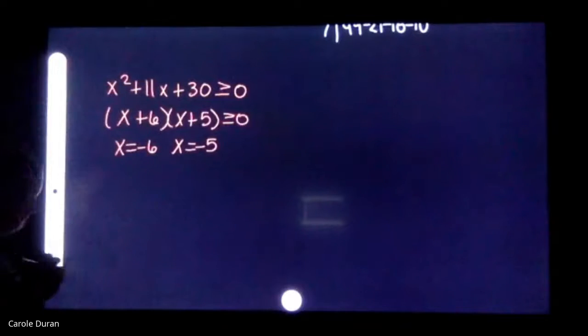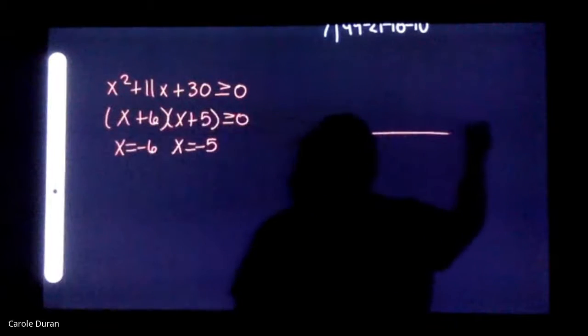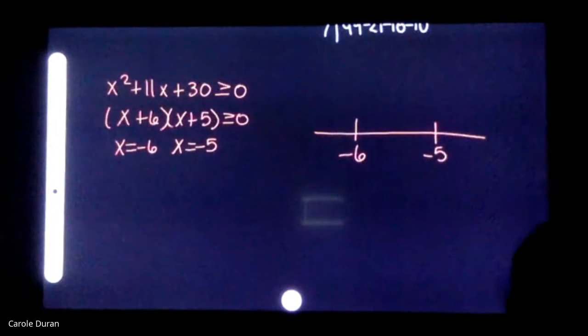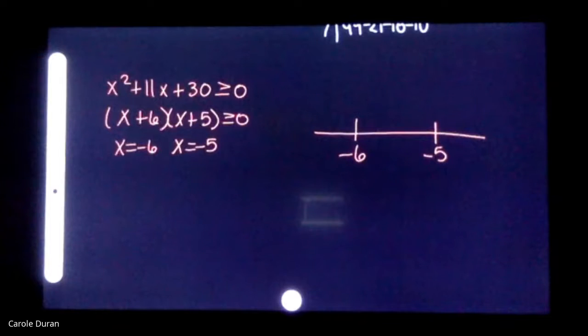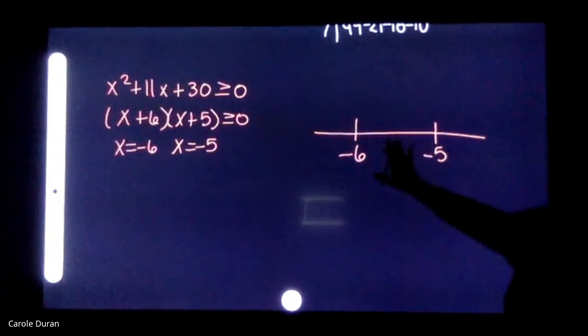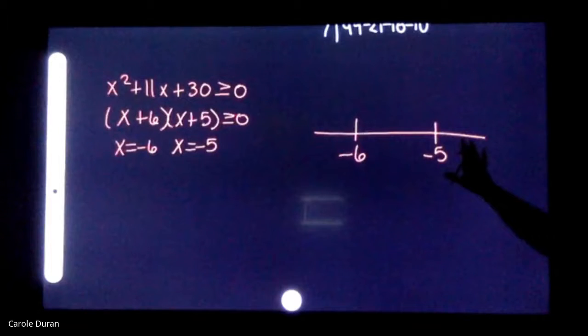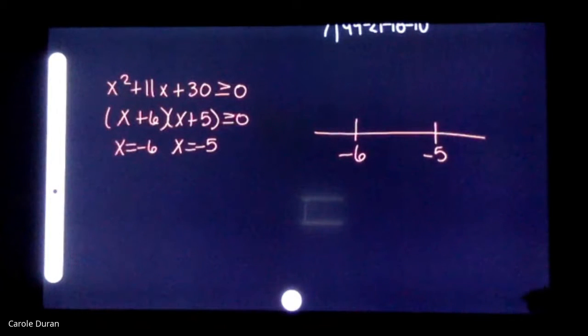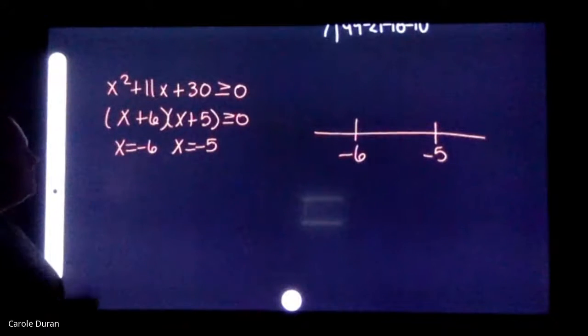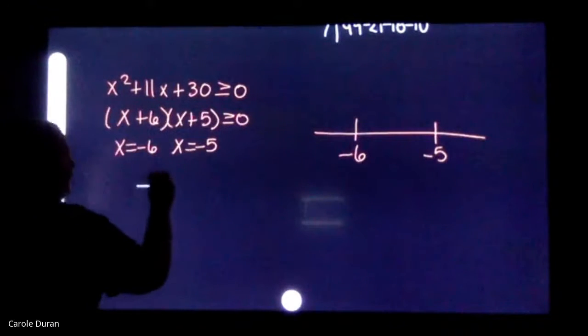So I go ahead and I make my number line. -6 is smaller than -5, so it goes on the left. Because I had two zeros, again, I have three intervals: -infinity to -6, -6 to -5, and then -5 to infinity. What I have to do next is I have to plug in numbers on each of those intervals and test them. So -7 is smaller than -6.